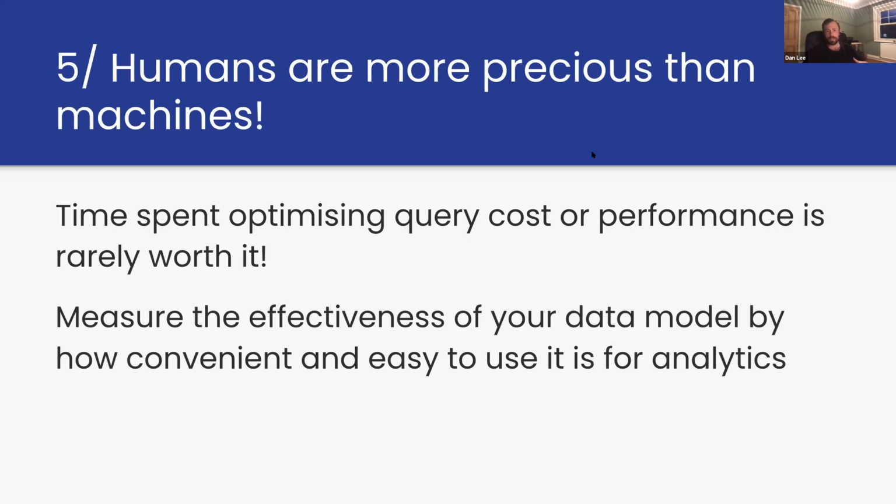So an example here would be denormalizing data. Some people might say, well, it's not very efficient. You're using more storage space in the data warehouse. That is true, but a denormalized data model is far easier for your analysts to use, and it's going to allow them to move more quickly, waste less time, and serve the business better.